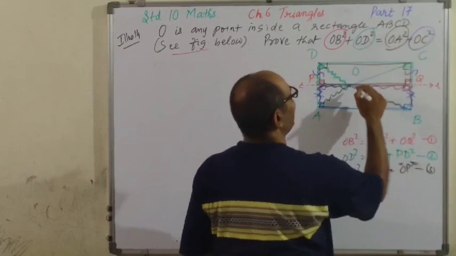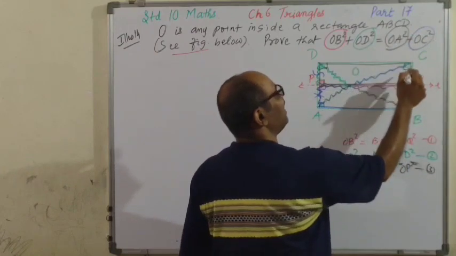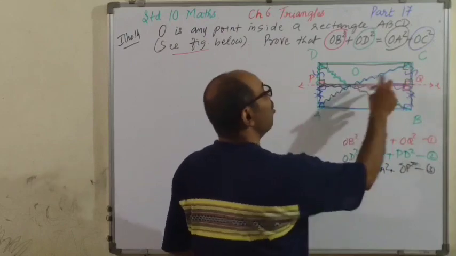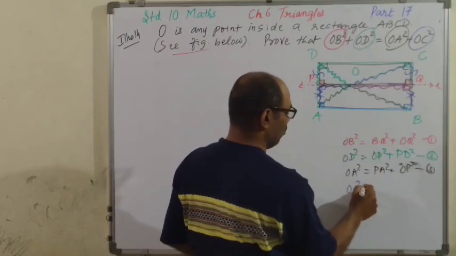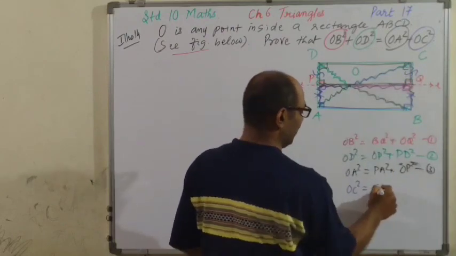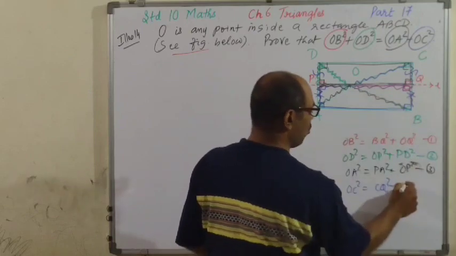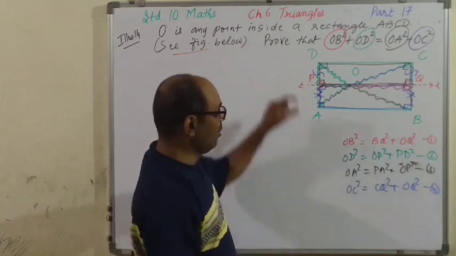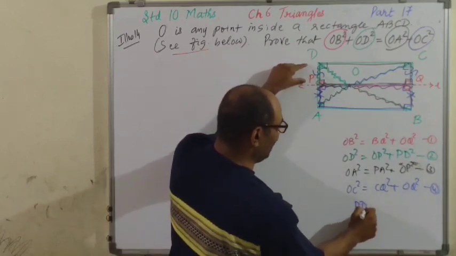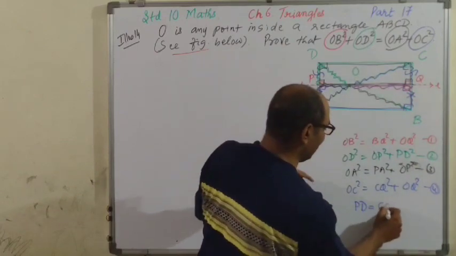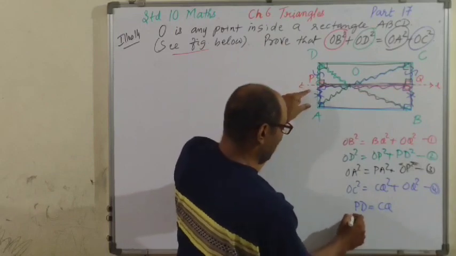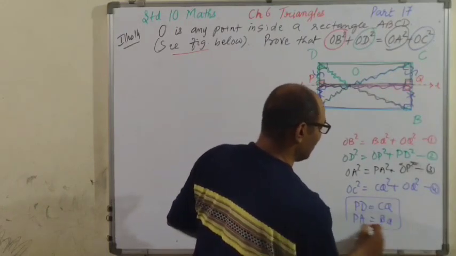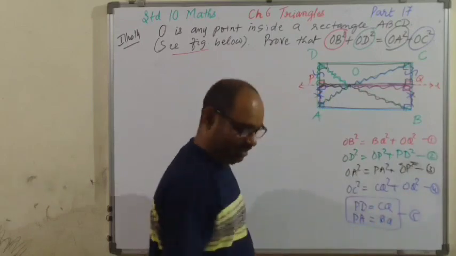And one more. Last one, OC. Yes, this is OC. And it's in triangle OCQ. OC is hypotenuse. So OC square is equal to CQ square plus OQ square. Result number 4. And don't forget, PD equal to CQ and PA equal to BQ. This is result 5. Okay.